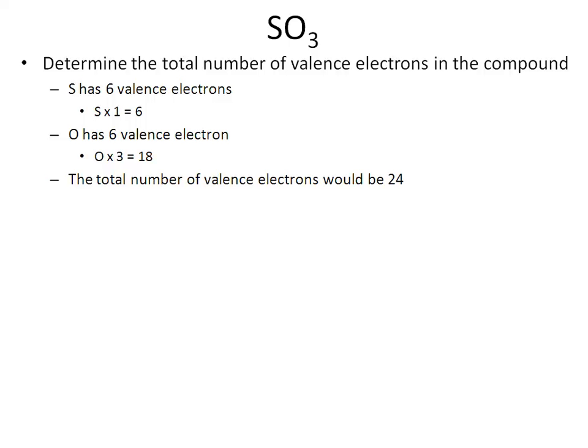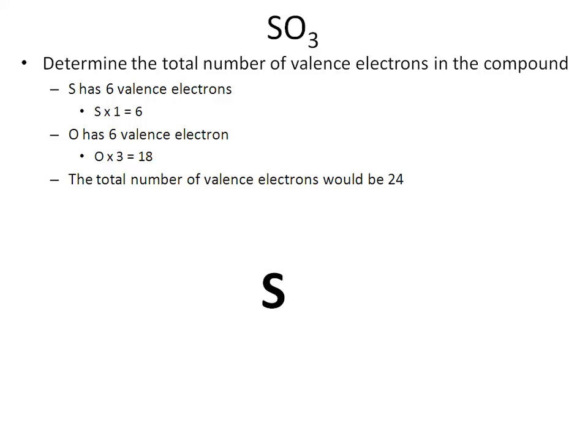When we look at SO3, sulfur's in group 6, so it has 6 valence electrons. Oxygen is in group 6 also, but there's 3 of them total. So the total number of valence electrons for this one would be 24.